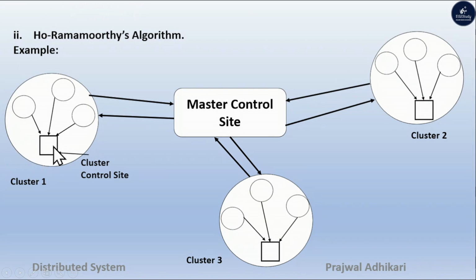All these cluster control sites forward their information and the wait-for graph of the individual cluster to the master control site. This master control site combines all the individual cluster information and forms a global wait-for graph. And then, it searches for cycles. If there is a cycle, then deadlock is detected, otherwise there is no deadlock. This is the example of Ho-Ramamoorthy's algorithm.